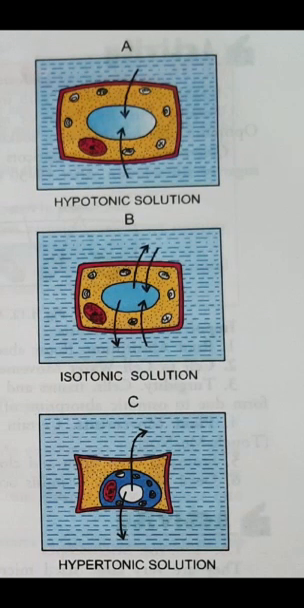Next are hypotonic solution and hypertonic solution. Figure A is hypotonic, B is isotonic, and C is hypertonic. What is hypotonic? It is a dilute solution which has an osmotic concentration lower than that of another solution. In isotonic, the solution has an osmotic concentration similar to that of another solution, and hypertonic is a concentrated solution which has an osmotic concentration higher than that of another solution.